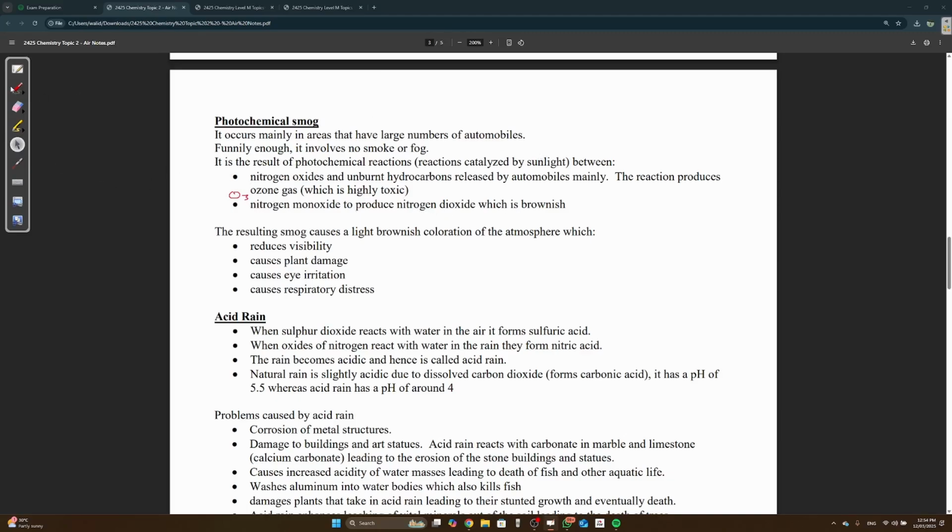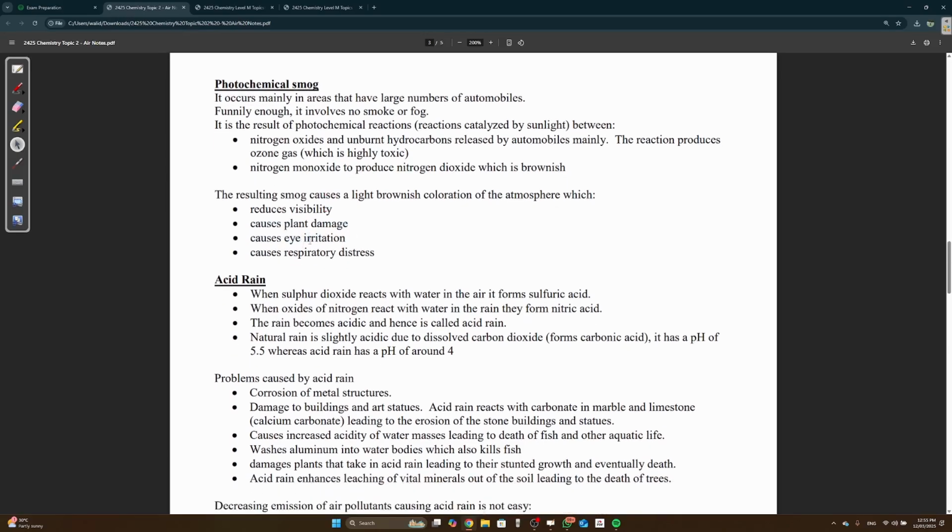So how do you get photochemical smog? Usually, what's the common factor here? The nitrogen oxides. So nitrogen oxides will get you photochemical smog. That's what you need to know. The resulting smog causes a light brownish coloration of the atmosphere, which causes what? Reduced visibility. So, by the way, light pollution is from smog. It causes plant damage, eye irritation, and obviously, like every other gas, it causes respiratory distress.